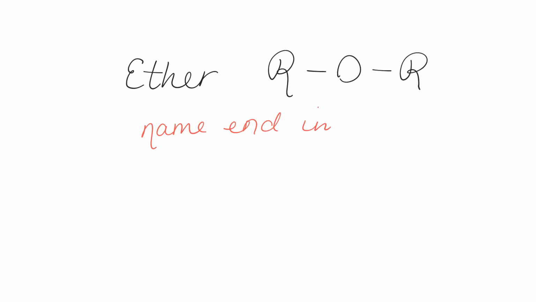So ethers, I feel like that's a word that you've probably heard before. Ethers are really simple. They're probably the easiest of them all. They look like this. You've got two R groups that can be the same or different, and they are connected by a very simple oxygen right in the middle. To name them, the name is going to end in ether.